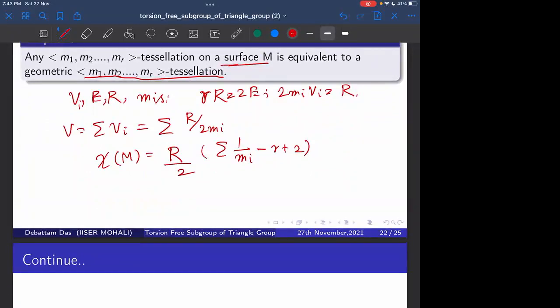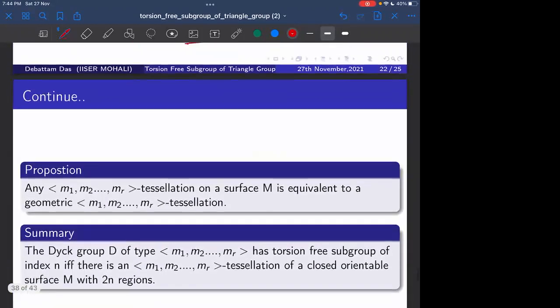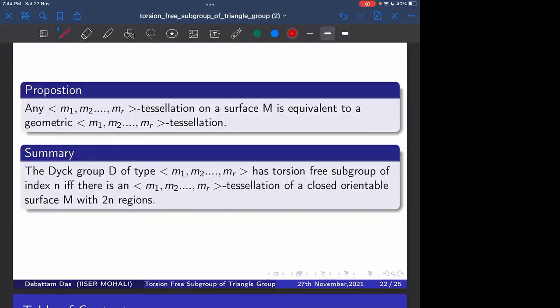Actually it says something like that the R will be 2 into the index of the torsion-free group, which is N. So the summary will be, if the D group is this type, then it has a torsion-free subgroup of index N if the tessellation of a closed and oriented surface in M with 2N regions.